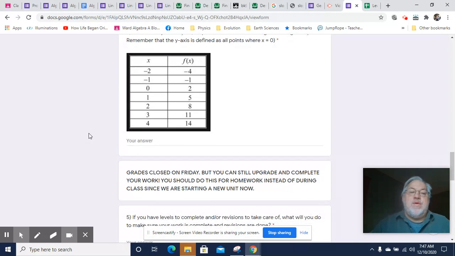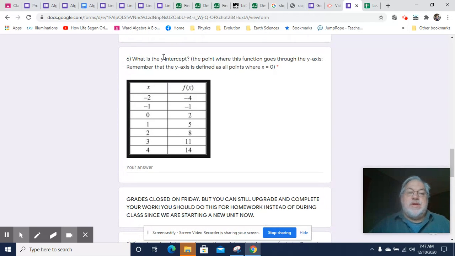Okay, here, what is the y-intercept? Now, y-intercept is the point where this function goes through the y-axis. Now, remember, the y-axis is defined as all points where x is equal to 0. So find the x equals 0. There it is. And so the y-intercept is 2 at the point 0, comma 2.